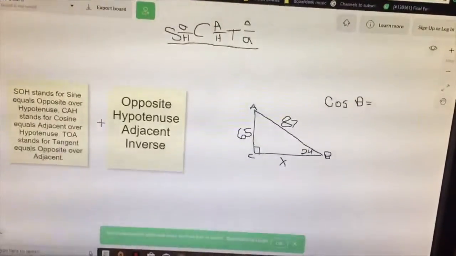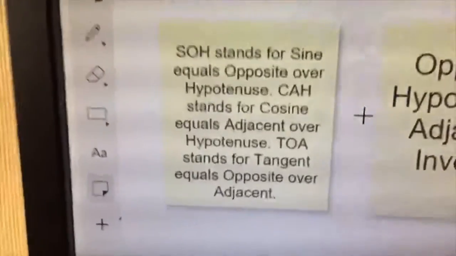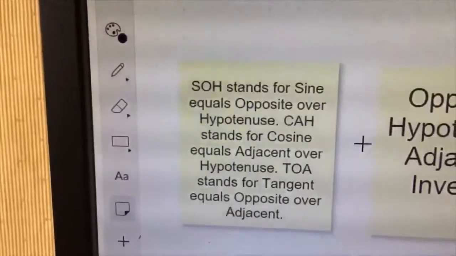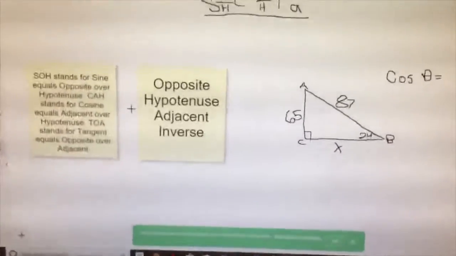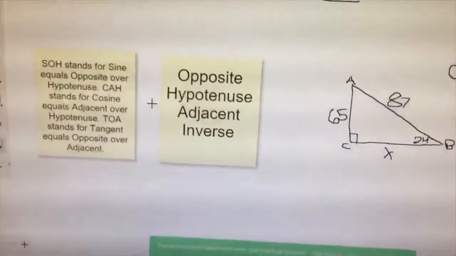Guys, today we'll be learning about 8.3 in geometry, which is SOHCAHTOA. The meaning of SOHCAHTOA is sine equals opposite over hypotenuse, cosine equals adjacent over hypotenuse, and tangent equals opposite over adjacent. When doing SOHCAHTOA, there are four main things you need to know: the opposite, the hypotenuse, adjacent, and the inverse.